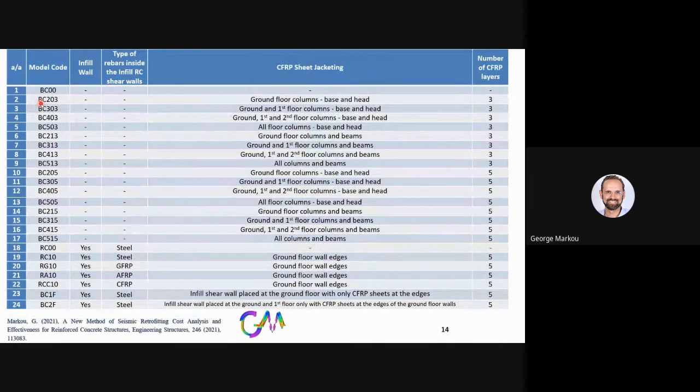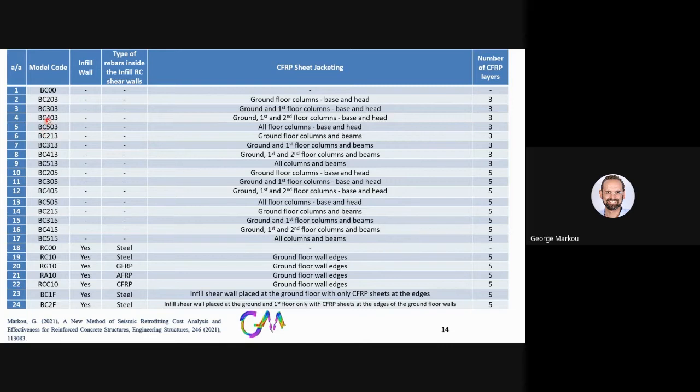Now, BC stands for the bare reinforced concrete framing system. So these are models without reinforced concrete infill shear walls. When we have 2, 3, 4, or 5, we assume if it's a 2, it means that only the ground floor was retrofitted with CFRPs. 0 means only the columns of that ground floor were retrofitted with CFRPs. And 1 stands that both columns and beams of the ground floor were retrofitted. And of course, the last number refers to the number of layers that were used, 3 or 5.